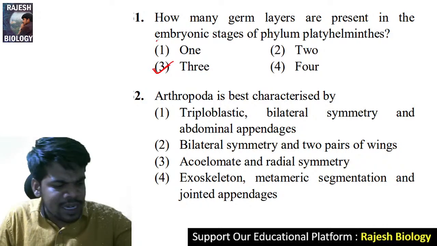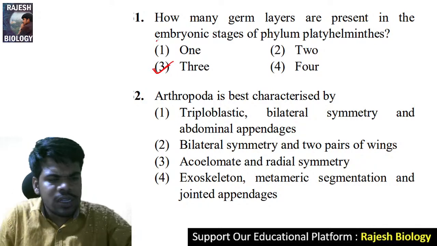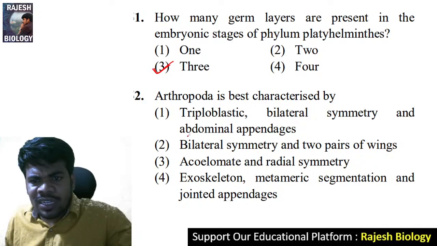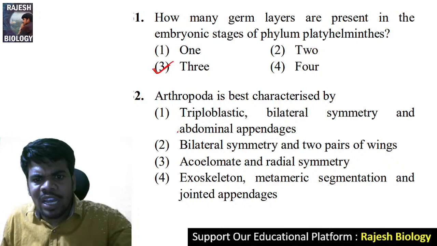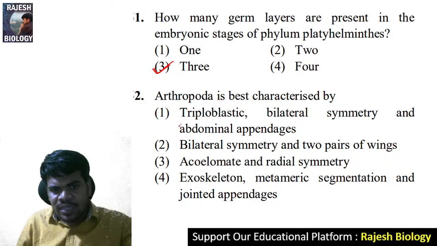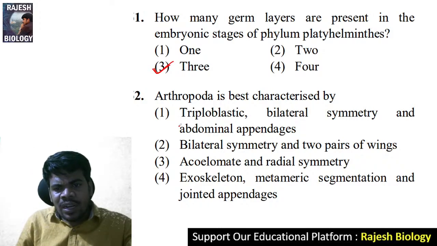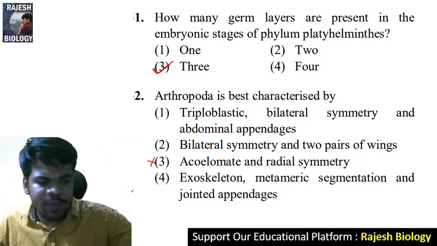Arthropoda is best characterized by, Chandrika, very good, the third one is the right answer. Second one, Arthropoda is best characterized by triploblastic, bilateral symmetry and abdominal appendages; bilateral symmetry and two pairs of wings; and acoelomate and radial symmetry. It is definitely wrong. And exoskeleton, metameric segmentation and jointed appendages.